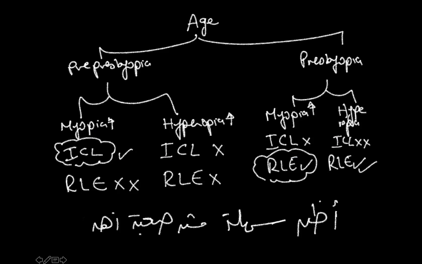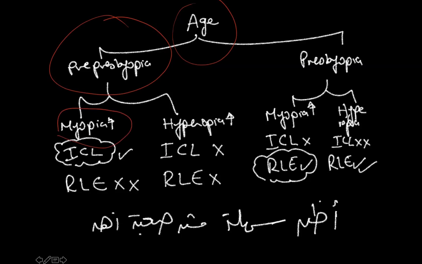So this is a very simplified mind map that I use. I teach my residents and trainees that it all depends upon the age of the patient. If it is a pre-presbyopic age and he has low myopia, then I will go for LVC or laser vision correction. But if the patient is pre-presbyopic and has high myopia, I will definitely do an ICL and I will not do a refractive lens exchange.